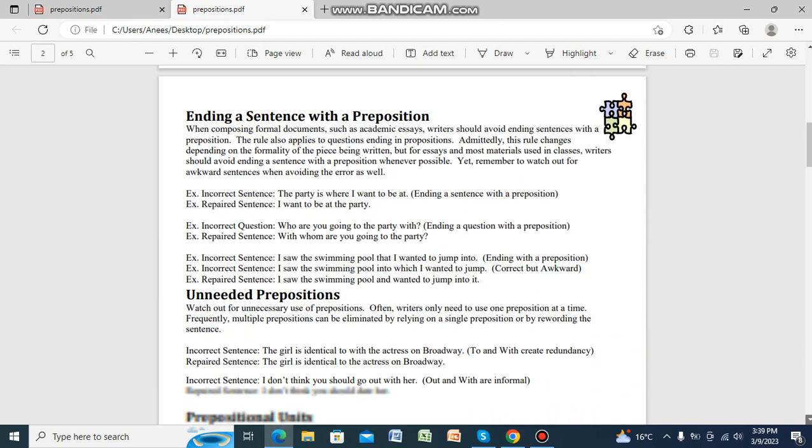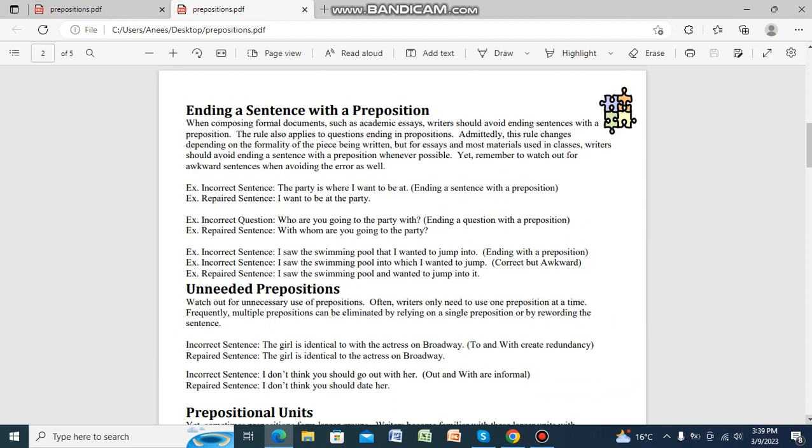Ending sentences with a preposition. Sometimes we end sentences with a preposition. For example, we can say, the party is where I want to be at. So if a sentence ends with a preposition, then we can make it correct. For example, I want to be at the party. Or, who are you going to the party with? Right, with whom are you going to the party? So this is the correct way.